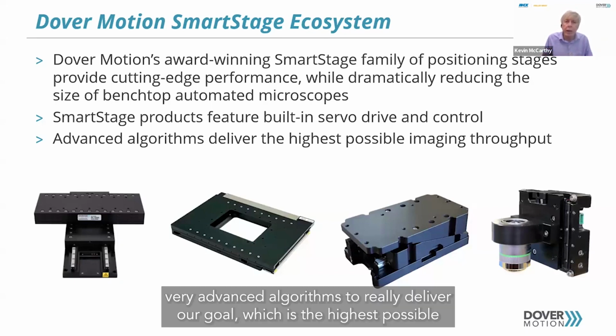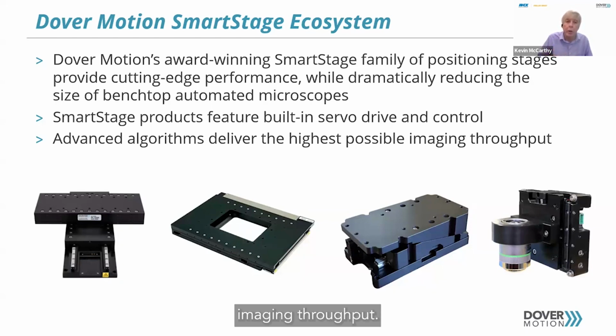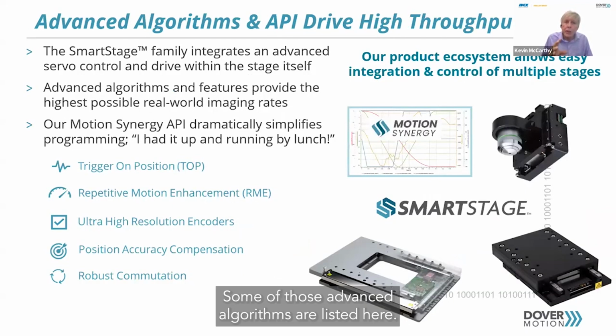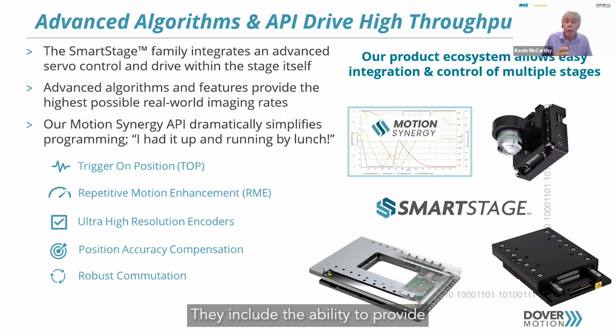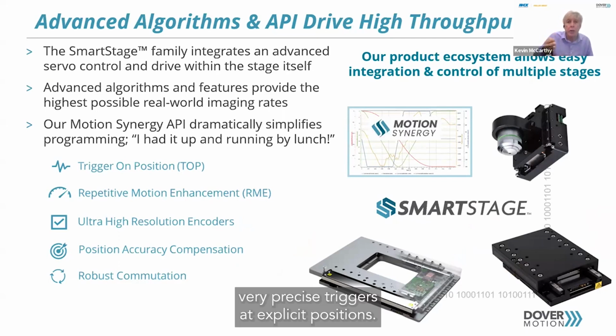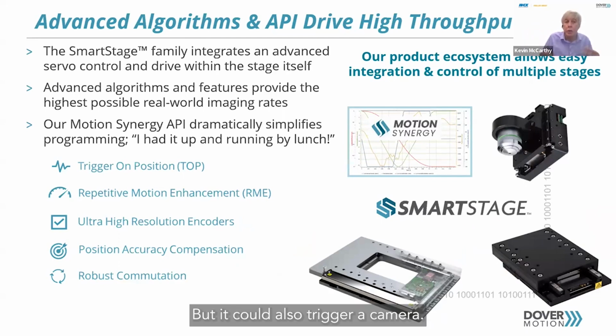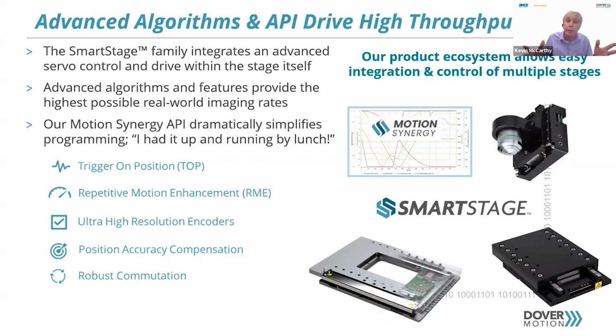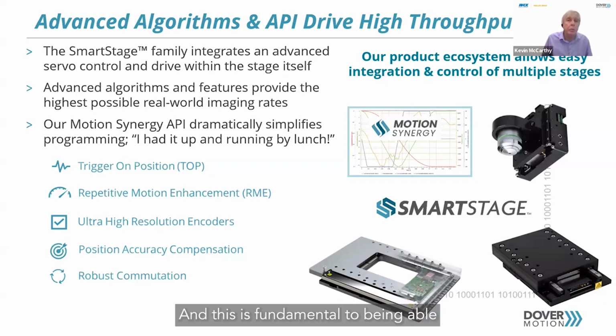We also have very advanced algorithms to really deliver our goal, which is the highest possible imaging throughput. Some of those advanced algorithms are listed here. They include the ability to provide very precise triggers at explicit positions. And this is typically used for TDI CCD imaging, but it could also trigger a camera. And we'll get to this a little later, but we have a very powerful technique called repetitive motion enhancement. And this is fundamental to being able to drive throughput as high as possible.